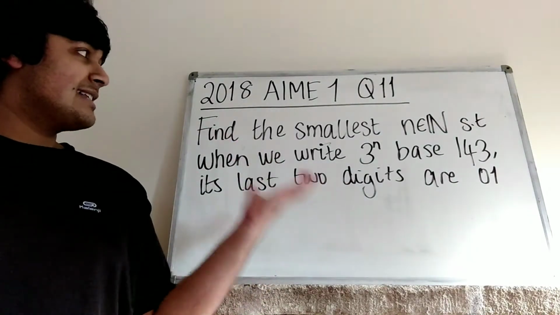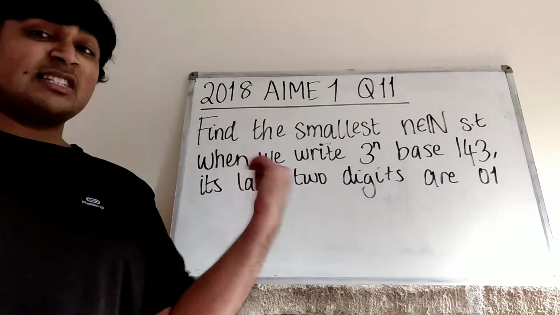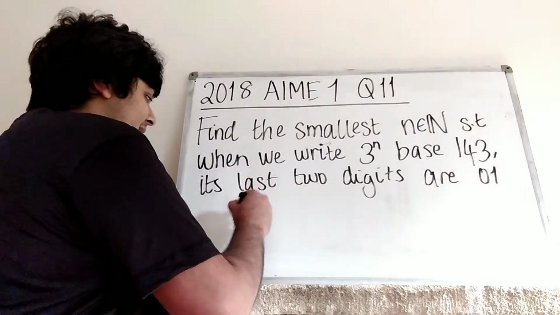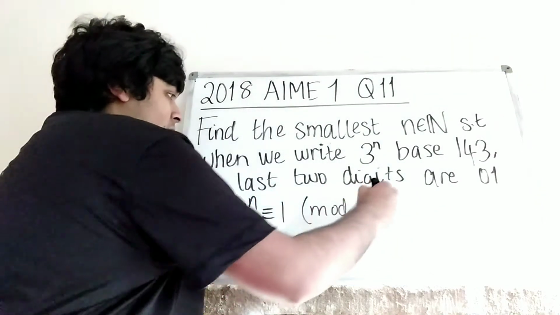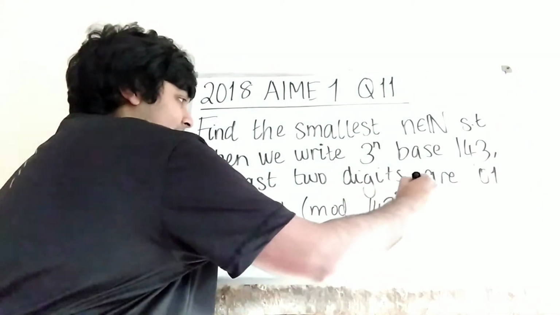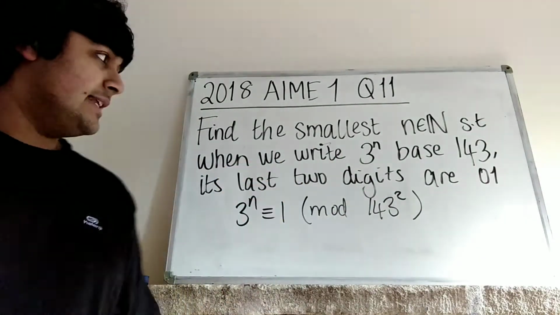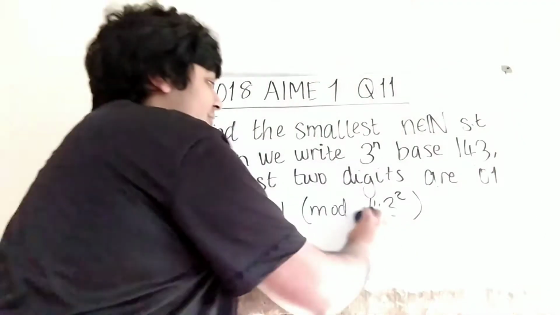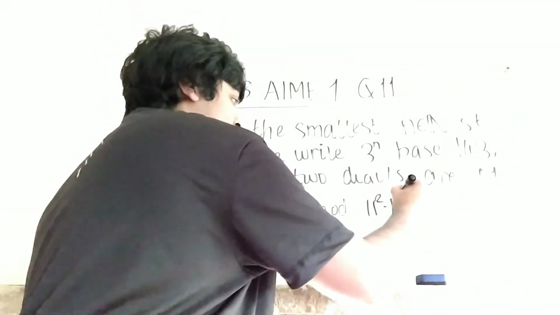The first thing we notice is that this problem is equivalent to saying we want to find the smallest n such that 3 to the n is congruent to 1 mod 143 squared. But 143 is just 11 times 13, so 143 squared is 11 squared times 13 squared.